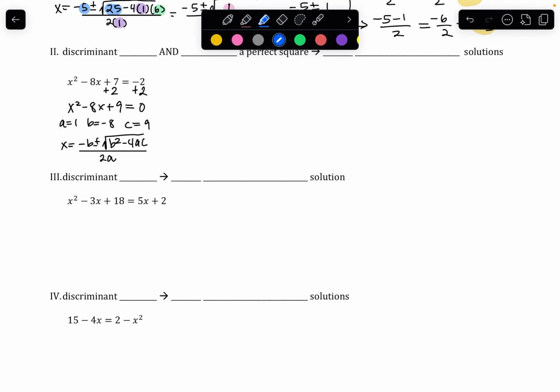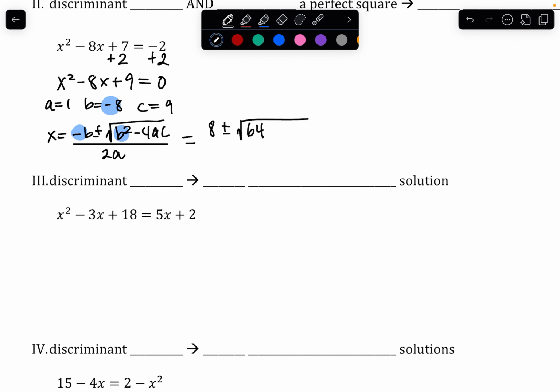This time b is negative 8, so we're going to plug that in. Negative b would be positive 8, and then b squared would be 64. Always positive for that b squared. That's where the 8 and the 64 come from. And then we have minus 4ac all over 2a. A is 1, and C is 9.